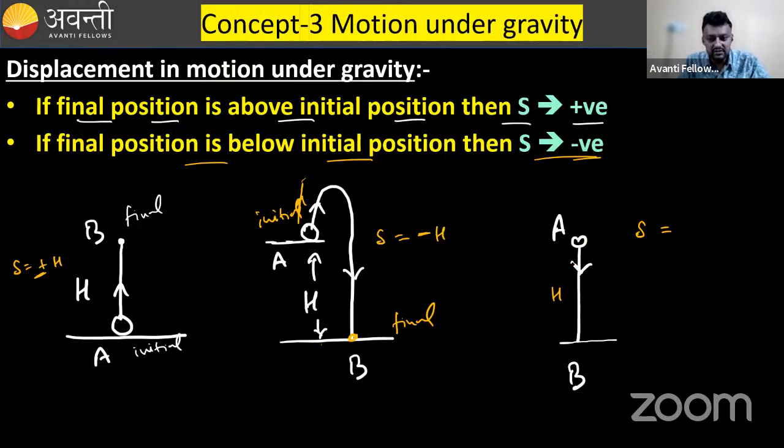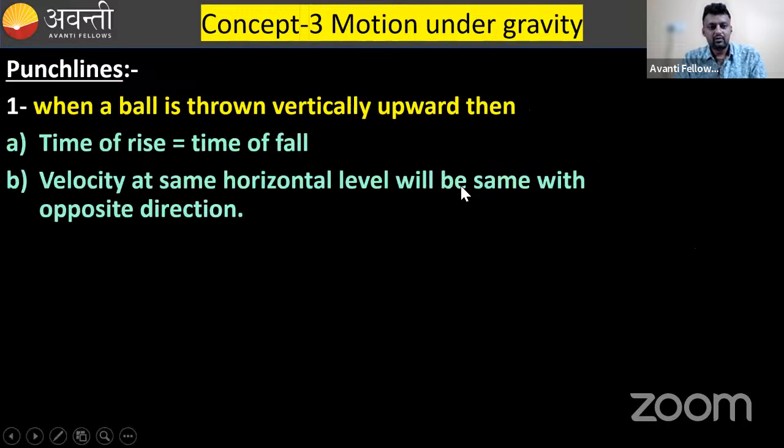Simple. You can see the arrow, minus h. Very good. So displacement is minus h again. Very good. So after doing these three questions, I will solve one more question for you. Okay, one more punchline that I will tell you.